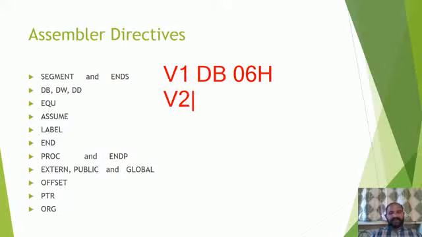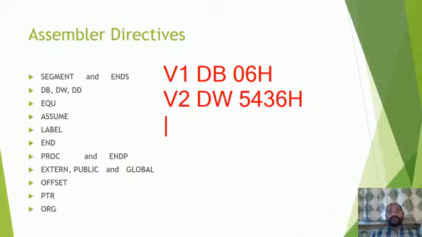If you want to declare a 16-bit number, then I'm simply taking the variable name variable 2, and I would like to use DW, and I'm going to give the number 5436. Now this is a 16-bit number. Let us suppose I would like to declare a 32-bit number. A 32-bit number means how many digits should be there? It should be 8, because 8 times 4 is 32. I'm assuming it is variable 3 and DD.